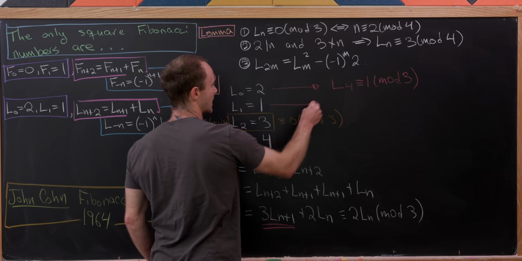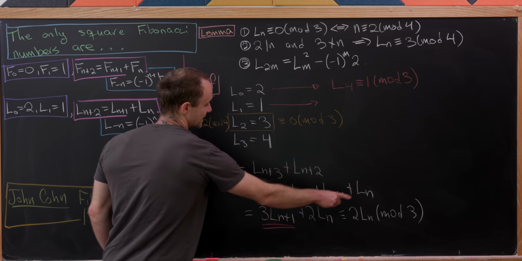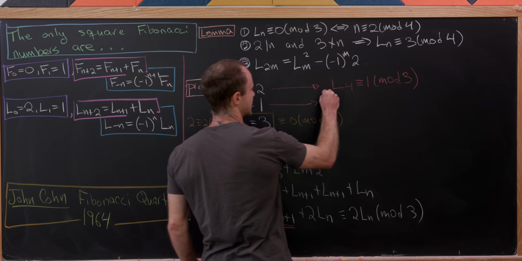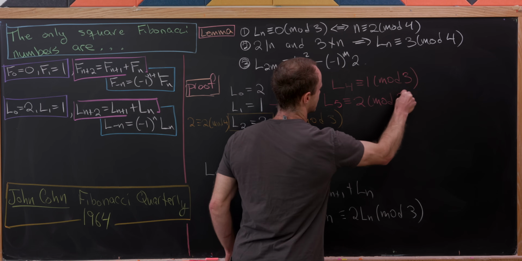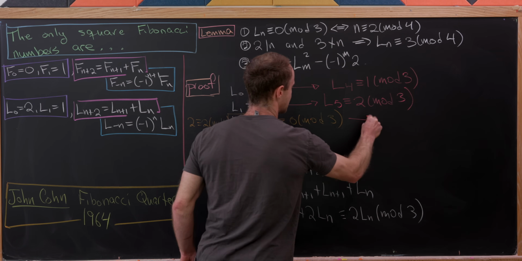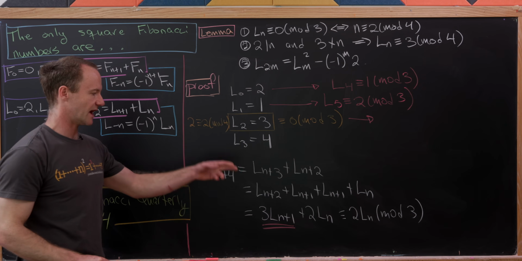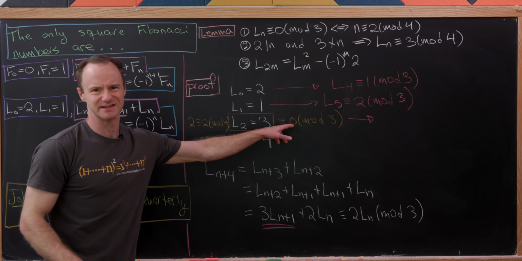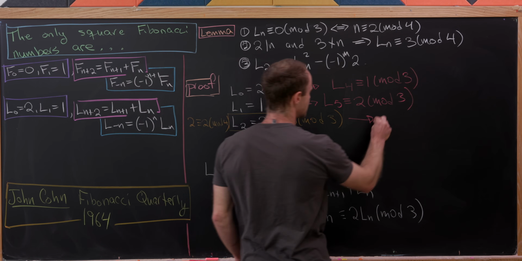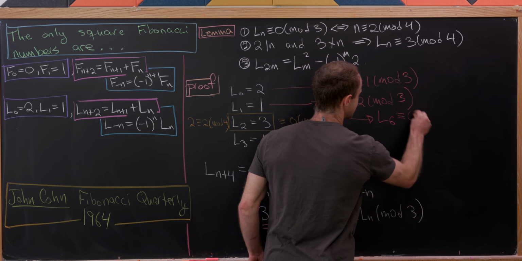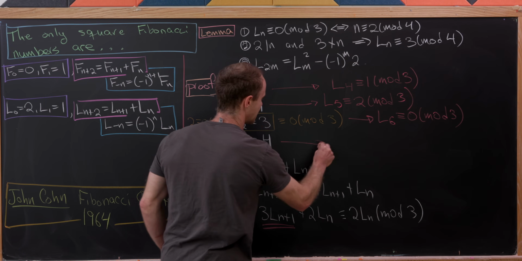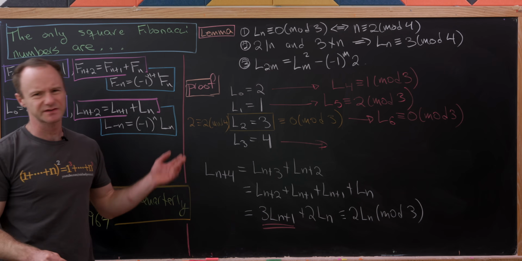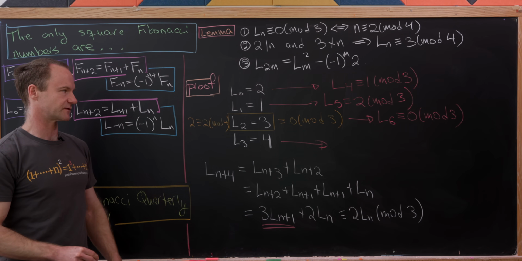To move this 4 ahead, well, we'll multiply by 2 mod 3. So that'll give us, let's see, L sub 5 is 2 modulo 3. But then again, to move this thing 4 ahead, we'll multiply by 2, but multiplying 0 by 2 just gives us 0. So here we get L sub 6 is 0 modulo 3. And then again, to move this ahead, we'll do something similar. I'll leave that calculation for you.